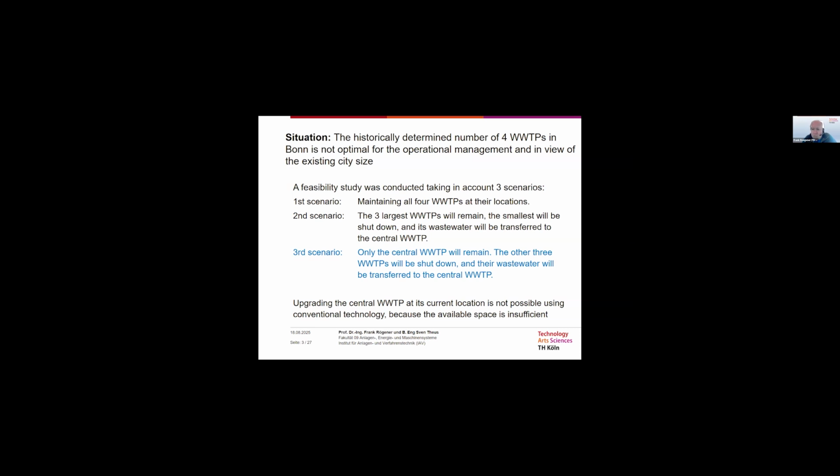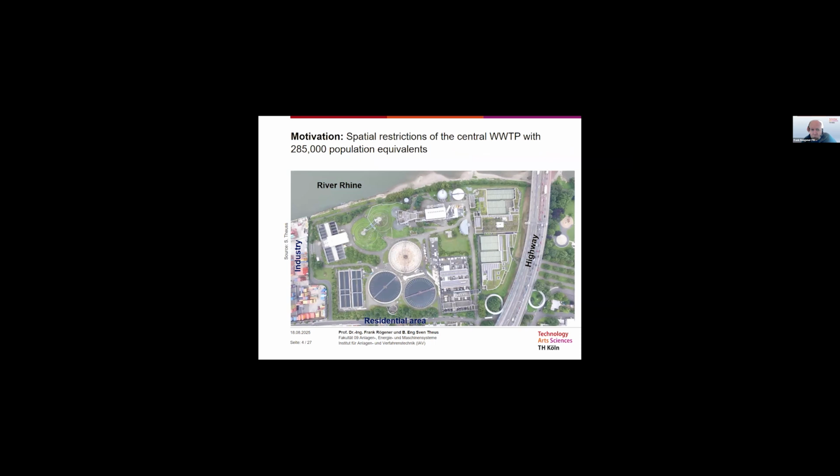Yeah, so the problem with this scenario, which would be optimum in terms of costs and in terms of operational management, is that the space available is restricted. You can see this from the next photo here. The place where the wastewater treatment plant is situated has several boundaries that cannot be changed. That's the River Rhine, that's a highway, that's a residential area, and that's an industry area. So the place cannot be expanded.